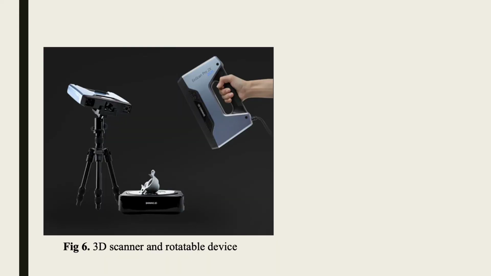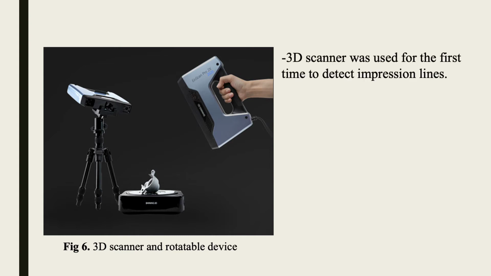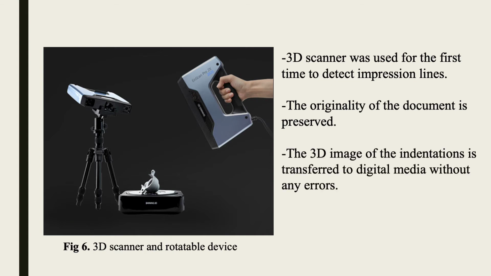In this study, the 3D scanner was used for scanning the lines for the first time. This is a non-destructive technique where the originality of the document is preserved, and the 3D image of the indentations is transferred directly to the digital environment without errors. In this way, the depth of the lines can be measured in micrometers, and it can be evaluated whether the depth of the indented writing samples has changed after external indentation or not.